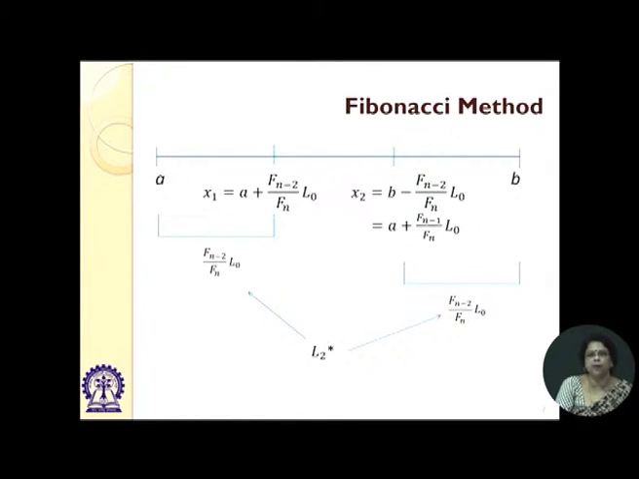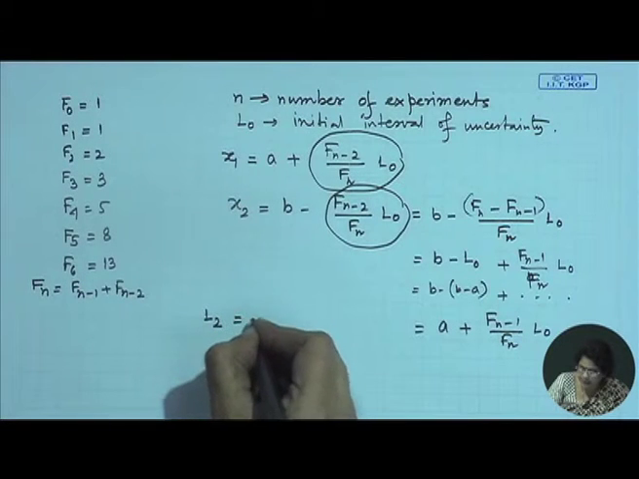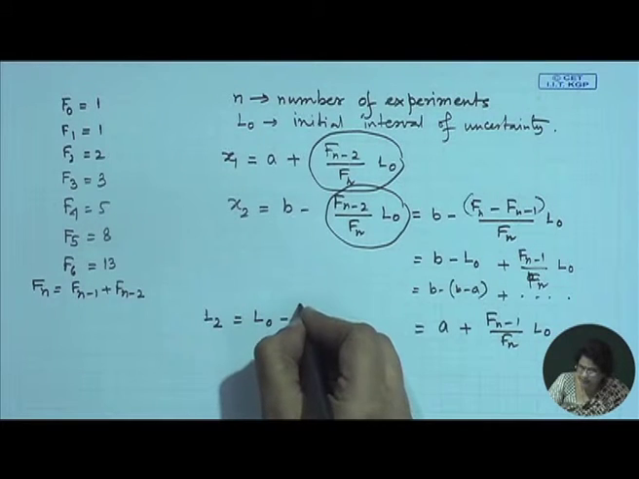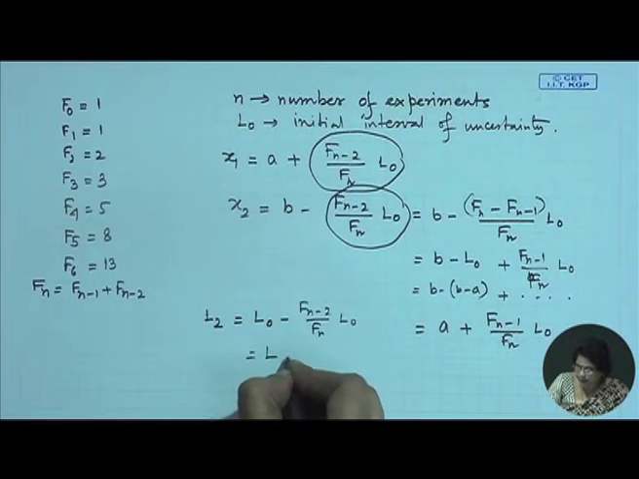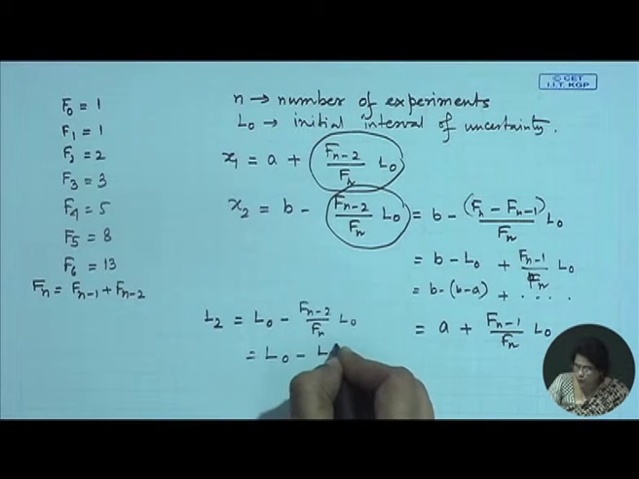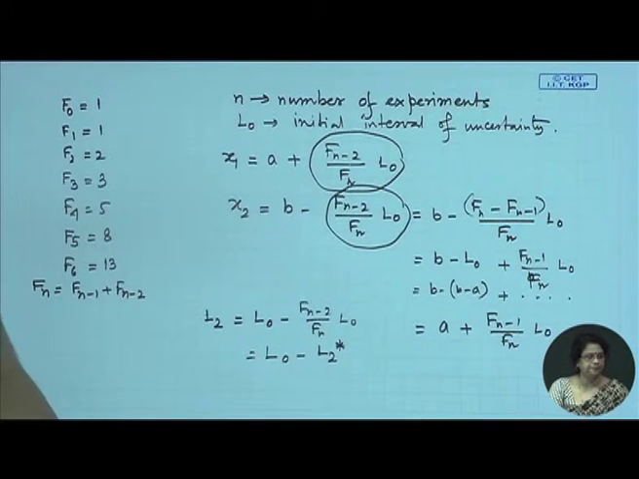That is why the method tells me that I am having L naught, the first interval of uncertainty. Then I will find out L2 star as Fn minus 2 by Fn times L naught. I will subtract it, and I will get the new interval of uncertainty, and that L2 would be equal to L naught minus Fn minus 2 by Fn times L naught. In other words, L naught minus L2 star. Clear?